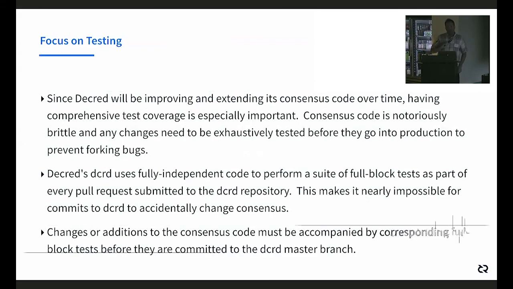Oh, and I forgot, these tests run automatically now. Every time you push a PR to the DCRD repo, it makes sure that these consensus rules aren't broken and nothing has changed. So basically, it's an automated system for preventing reversions and regressions.